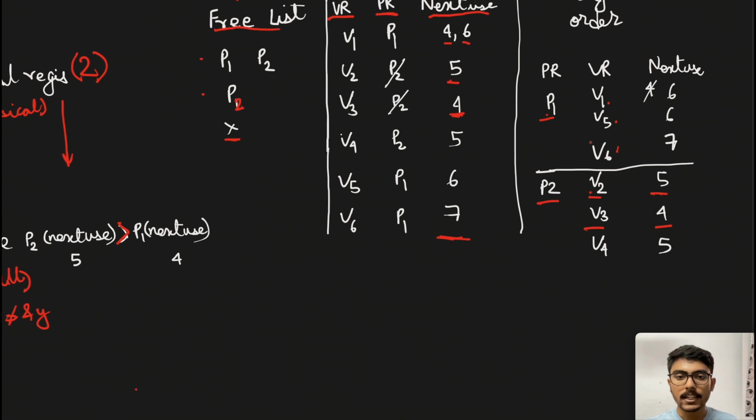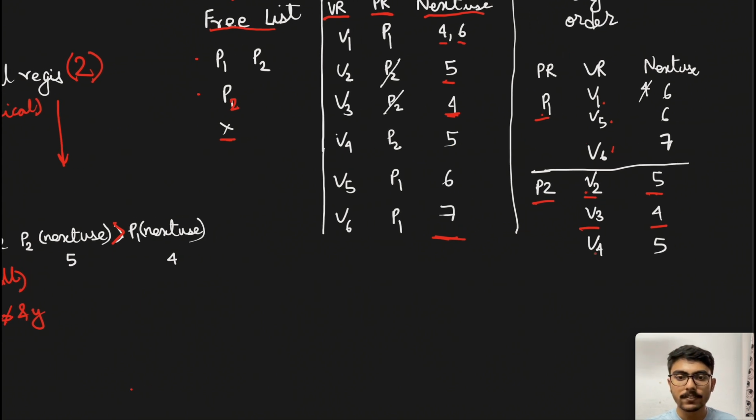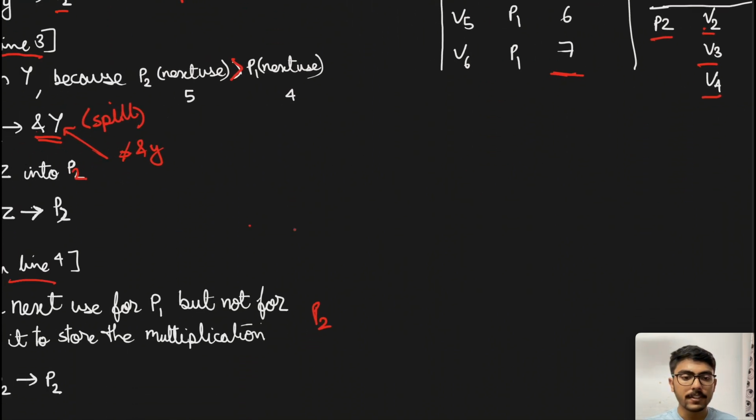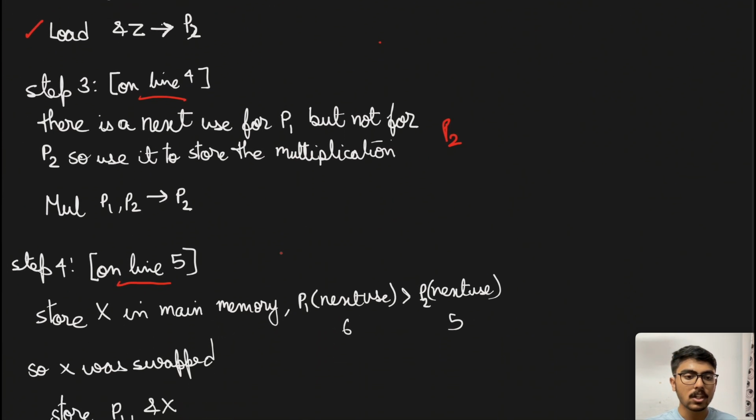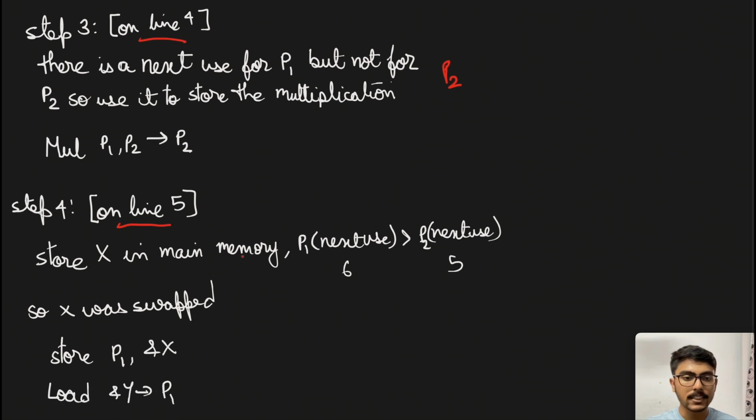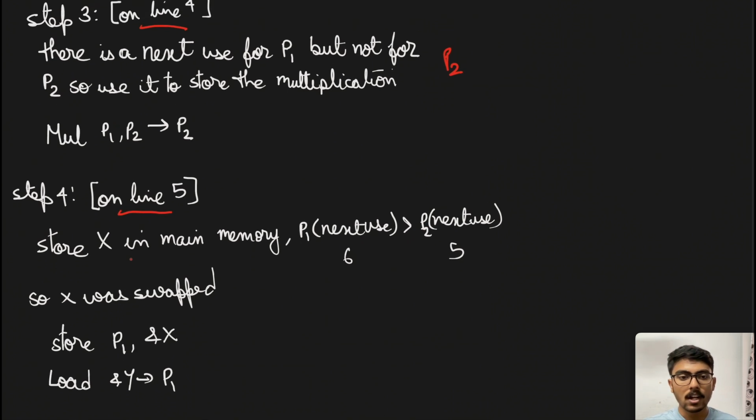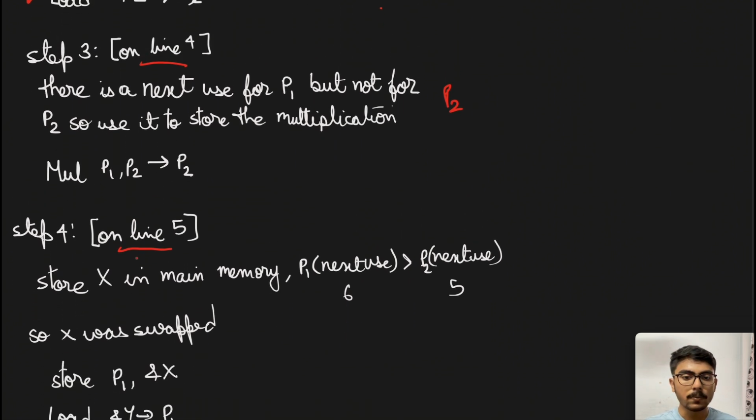Okay, and in case of here as well, we will just use V4 and store V5. Okay, so that we did, and now we are here. So now we need to store X in main memory and now check the next use of P1 and P2. So P1 has the next use 6 as it had from beginning itself, and P2 has next use 5. So X was swapped.